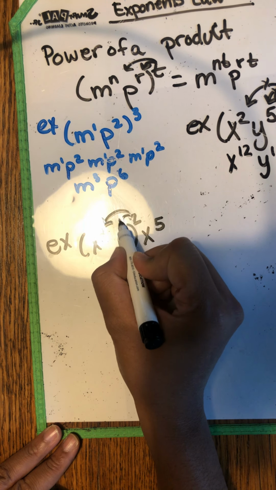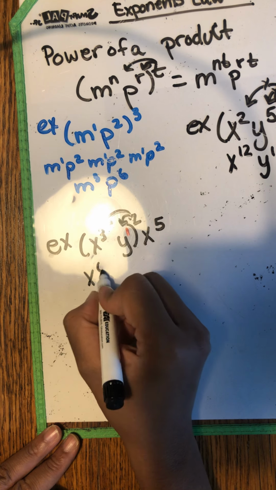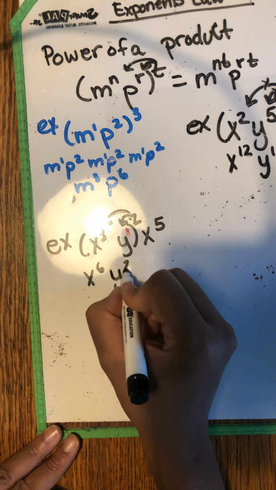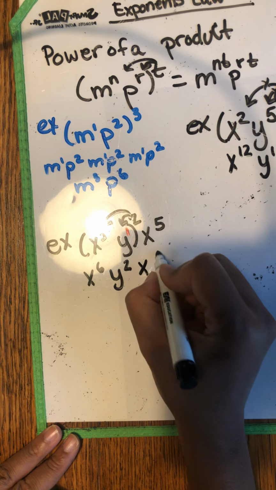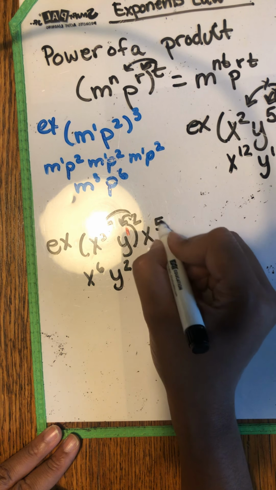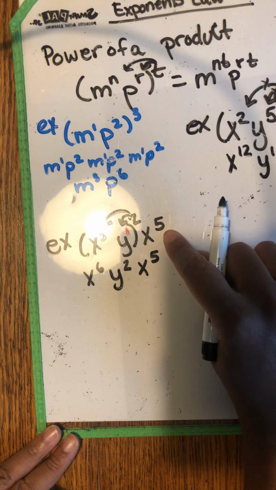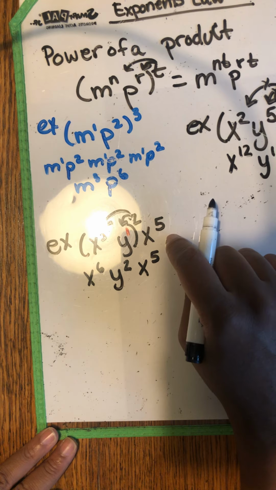Next thing, do you have an exponent touching the outside of your parentheses? Yes, so let's go ahead and multiply. This becomes x to the 6. This becomes y to the 2. This x to the 5 just drops down. Do not give it the 2 exponent because it's not inside the parentheses, just like our distributive property.